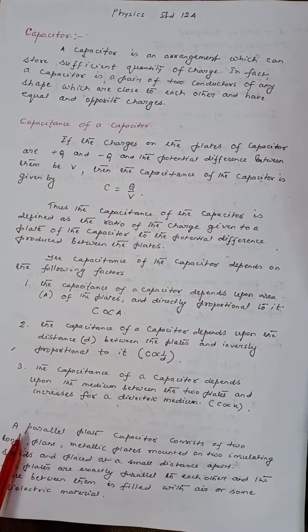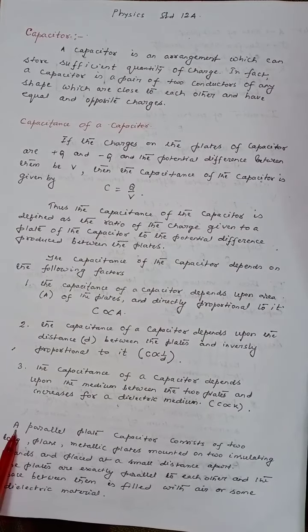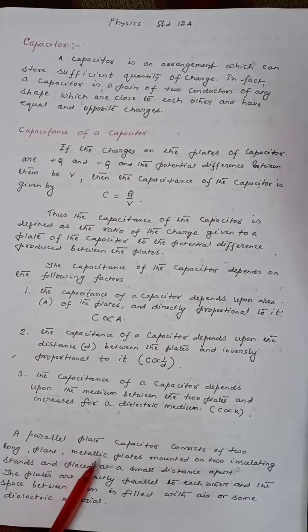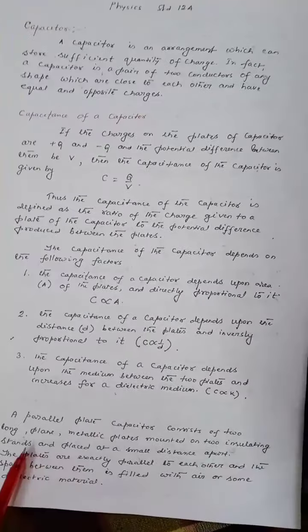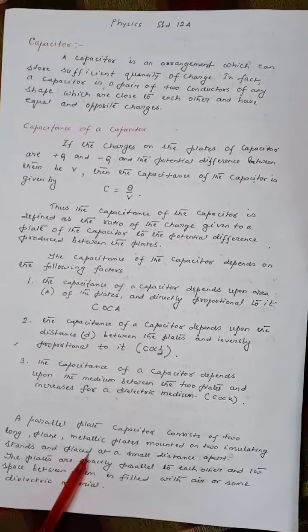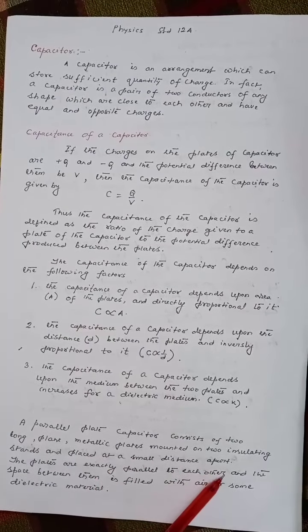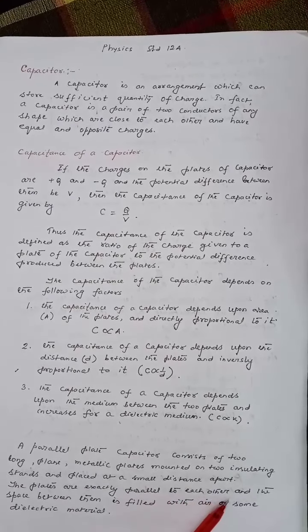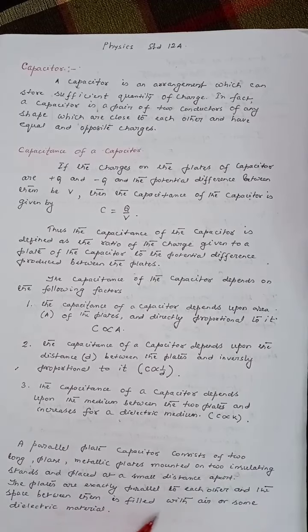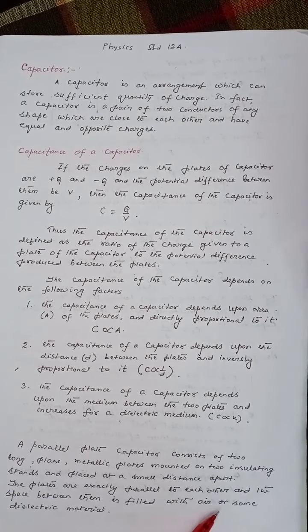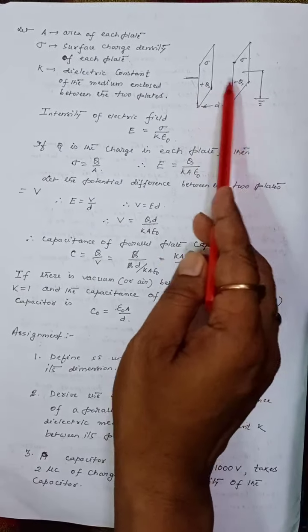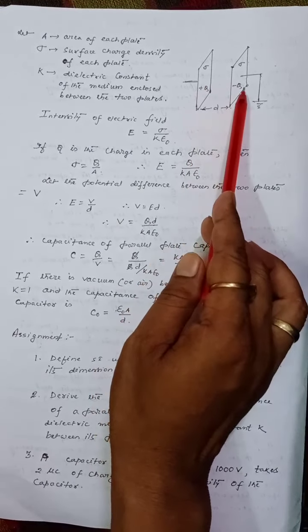Now let us discuss a parallel plate capacitor. A parallel plate capacitor consists of two long plane metallic plates mounted on two insulating stands and placed at a small distance apart. The plates are exactly parallel to each other and the space between them is filled with air or some dielectric material. The figure shows a parallel plate capacitor made up of two plates.